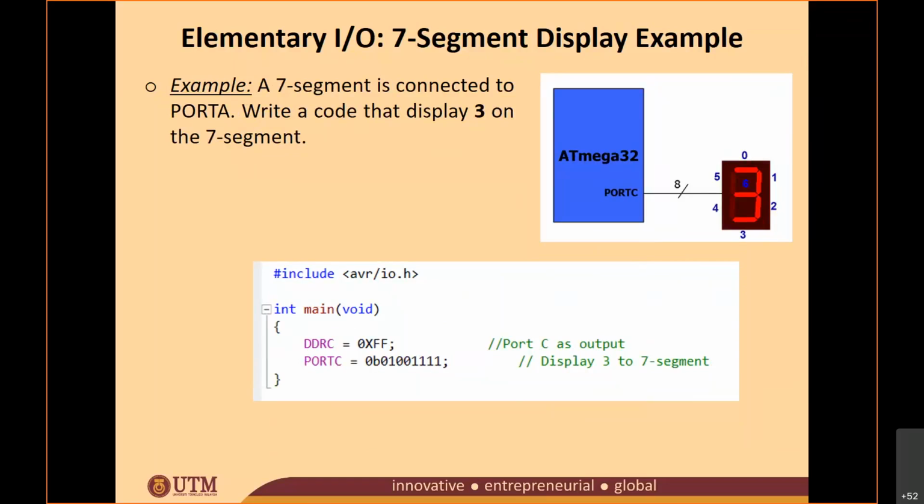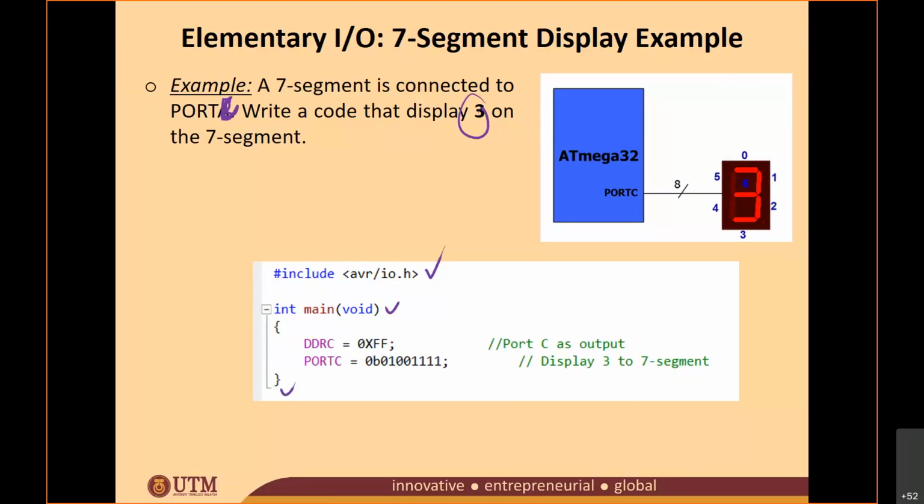Okay, next, another example, similar to the one we did earlier. This one here, port C or port A? Port C. Please change this one to port C. A 7-segment display is connected to your port C. Write a code that displays number 3 on the 7-segment display. Again, include this file, start with your main program, open curly bracket, close curly bracket.